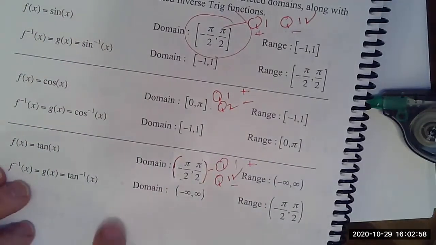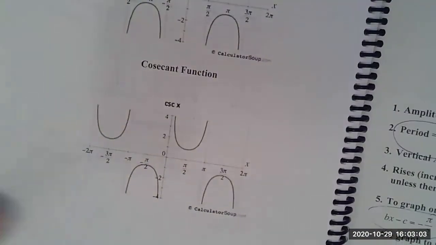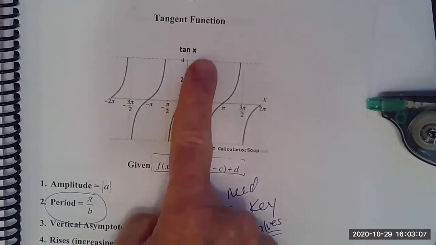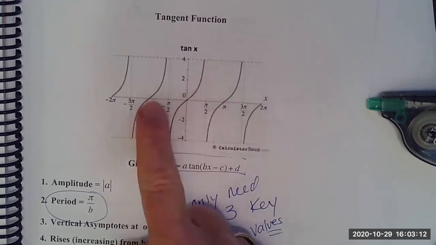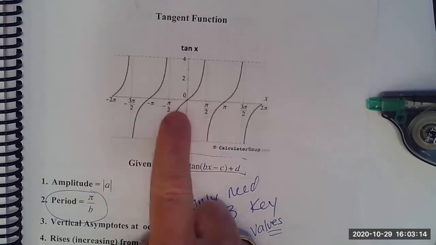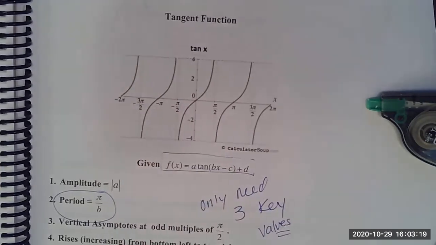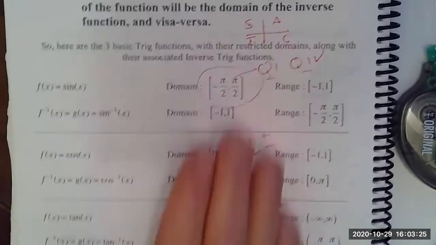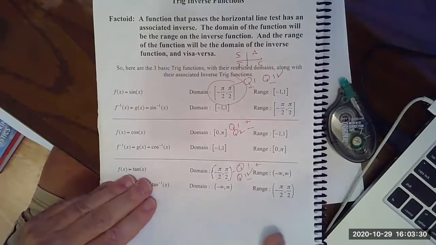Well, it turns out that for the tangent, here it is right here. Just that middle one is good enough. You see how that passes the horizontal line test? You got a lot of these little ones, but we picked the one in the middle because it's going through the origin. So negative pi over 2 to pi over 2. That's the restricted domain. Okay, there's your information on the inverse trig functions.